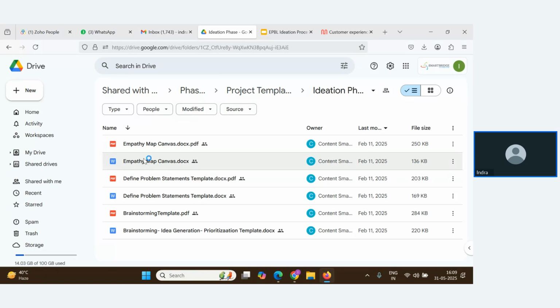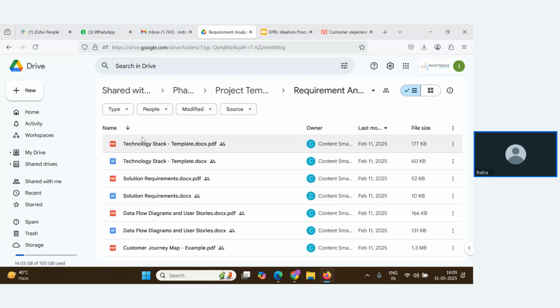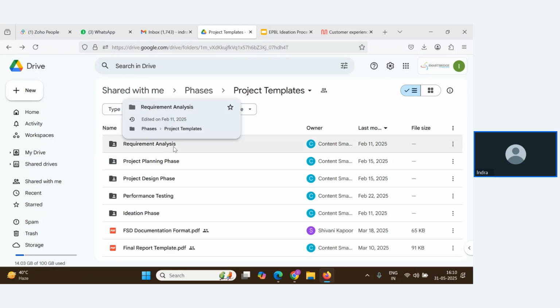Got it? This is empathy map. Then we discussed problem statement, brainstorming. And after that, we discussed the requirement analysis. In requirement analysis, you have to complete four templates. First is the solution requirement, where you will talk about the functional and non-functional requirements. Then you have data flow diagram, where you will create a small data flow diagram. Then you have the customer journey map, like how the customer will respond and record his experience while using your project, and technology stack, which talks about the components or the tools you are using. So these two things we have discussed today.